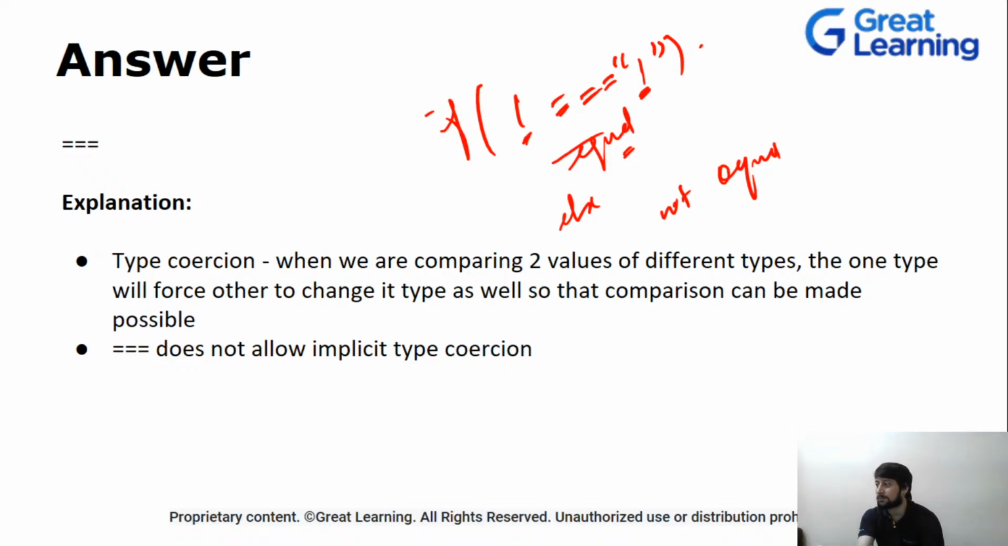the data type. So that is why in this case you will be getting not equal. Type coercion is not allowed if you use a triple equal to sign. So this will stop your type coercion.